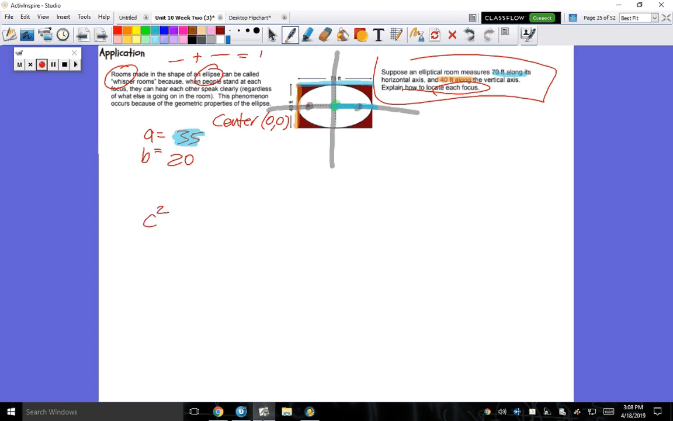So C will come from taking the difference. Otherwise, the opposite of what this is. So it'll be bigger squared minus smaller squared. So bigger squared would be 35 squared minus 20 squared. And when you do that, 35 is 625 minus 400. Take the square root, we get C.